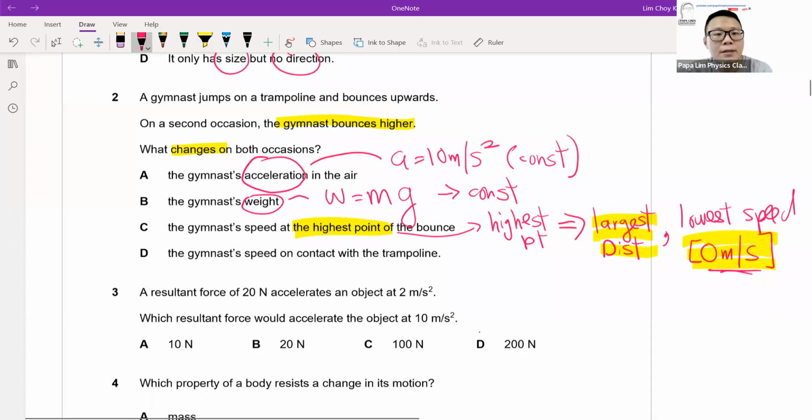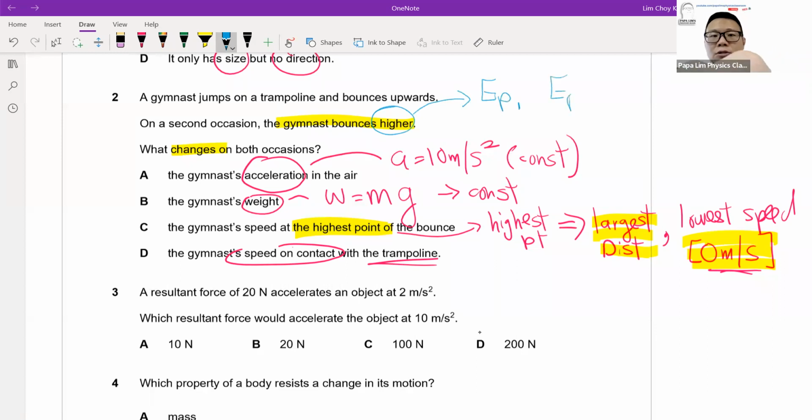Now, the speed of the object at contact with the trampoline will definitely change. Why? Because based on the question, I jump higher. When I jump higher, it means the potential energy at the first jump and the potential energy at the second jump are definitely different. In fact, how different? They tell you it is higher on the second try. So the potential energy for the second try will be higher.